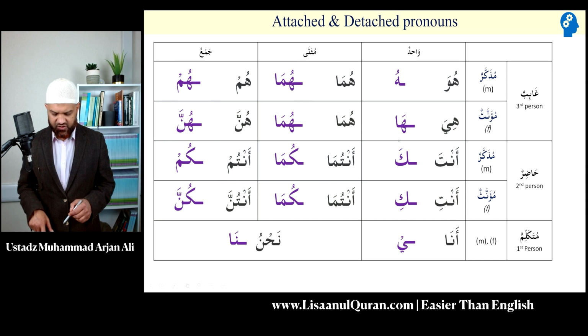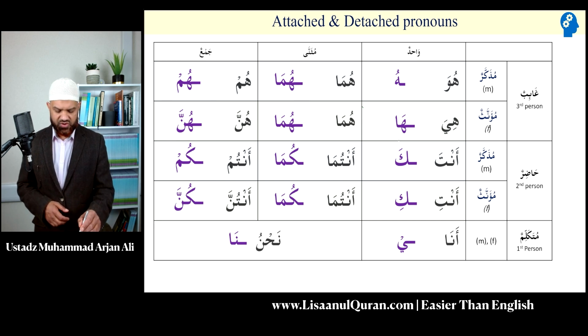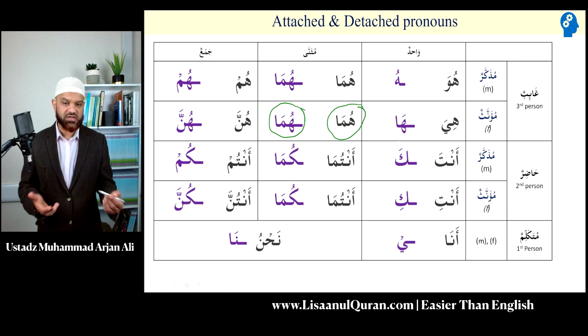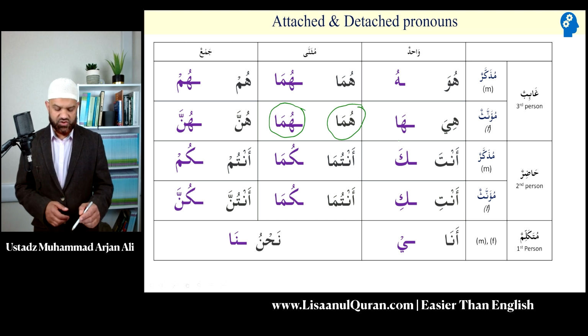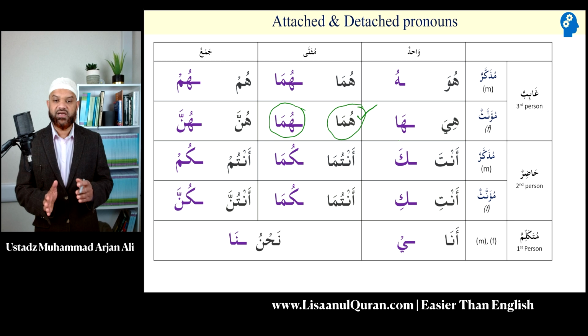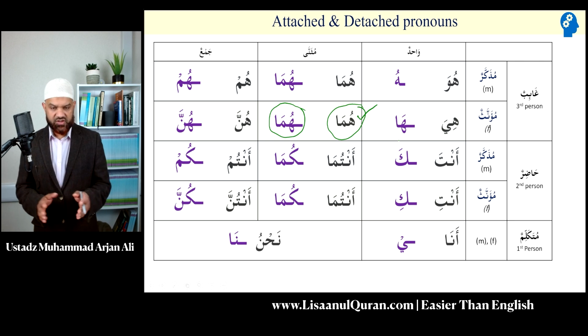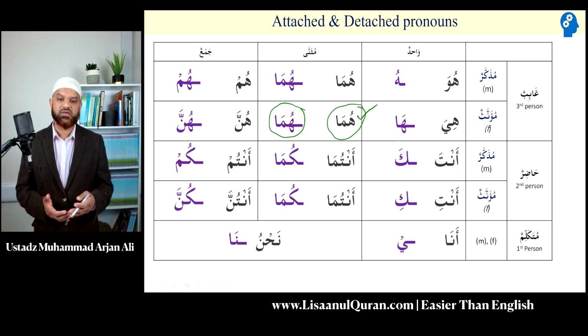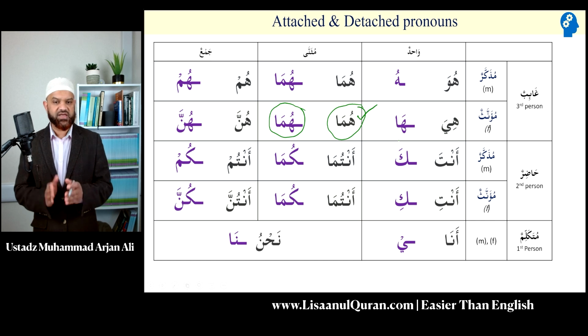Sometimes students get very confused. For example, they see this one's huma and this one's huma. How do I tell the difference? Well, look, there is a major difference between the two. This huma is written detached, separate, whereas the purple huma is always written as a suffix to a word at the end of a word.